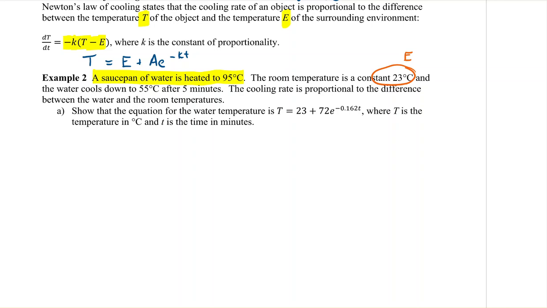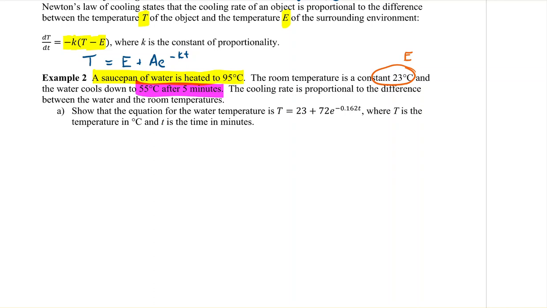Then it's given me some other information I'm going to have to use after that. It says the water cools to 55 degrees after 5 minutes. There are 2 different sections, 2 different times. That's going to help me find out the different variables in my equation. I'll read the whole question and then we'll go back. The cooling rate is proportional to the difference between the water and the room temperature. So it's alluding to the fact that this is Newton's law of cooling.